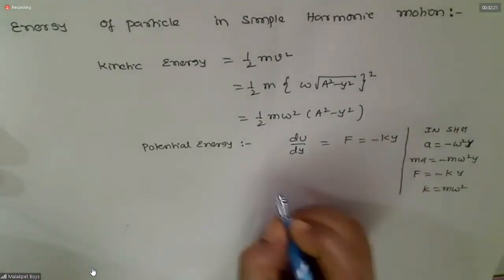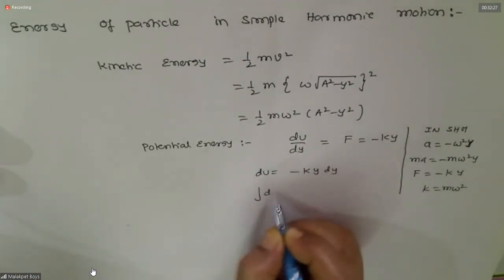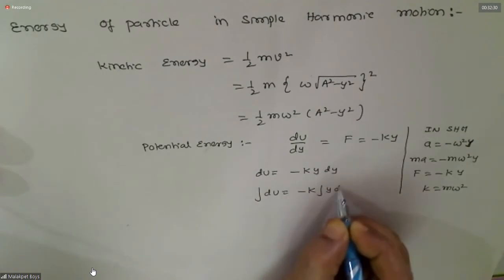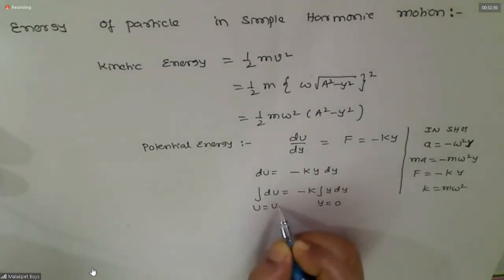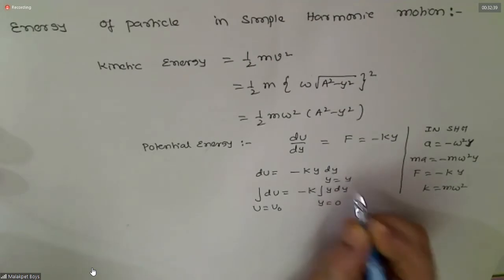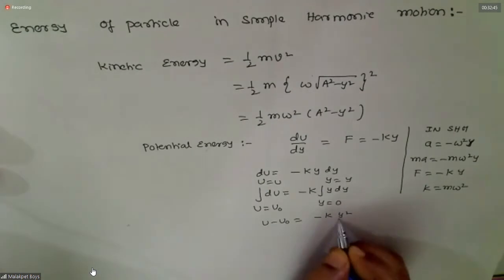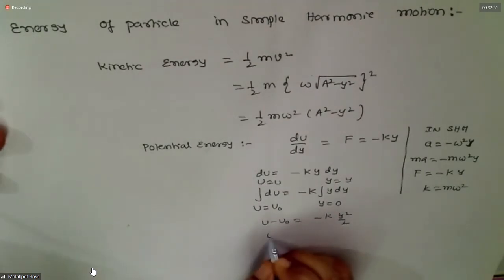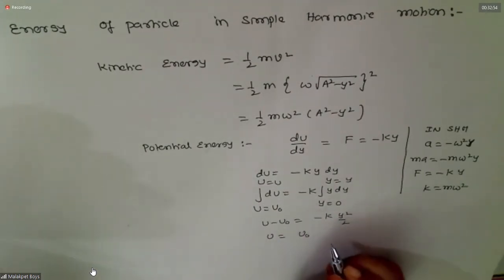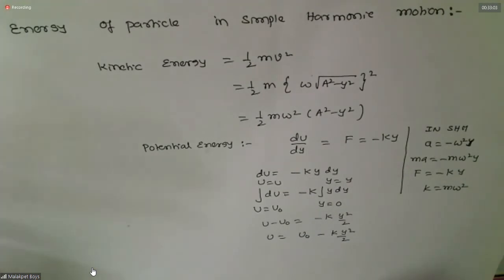So now dU is minus ky dy. Integrate this. This is at mean position. Let the position at extreme or any other position. So U minus U naught is minus ky square by 2. Do you agree with this or not?